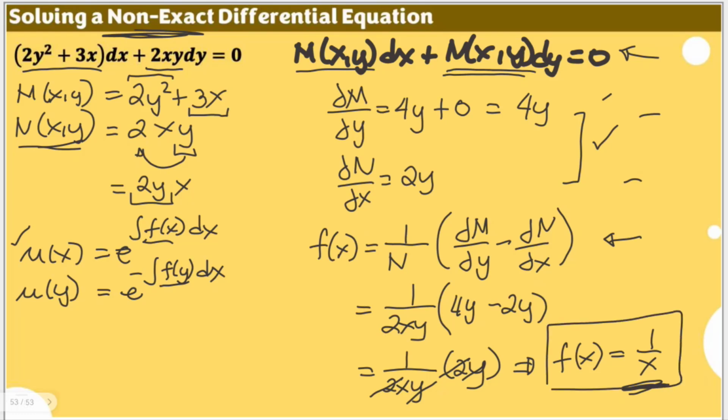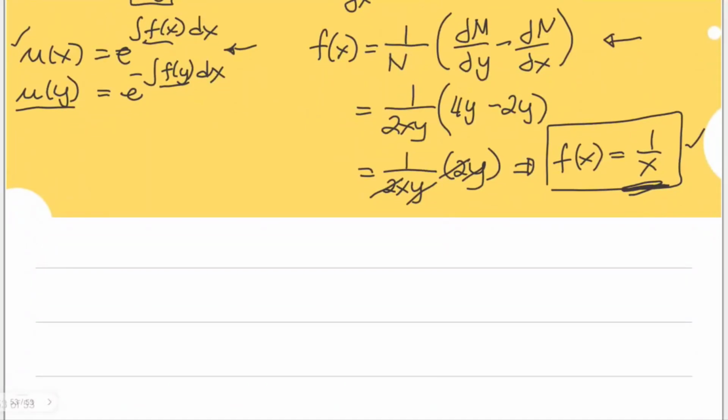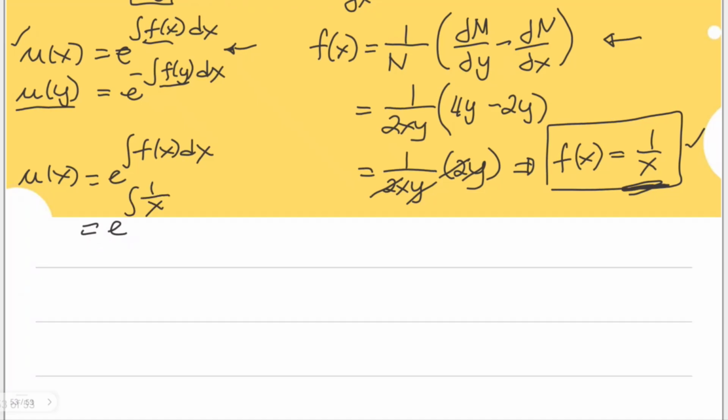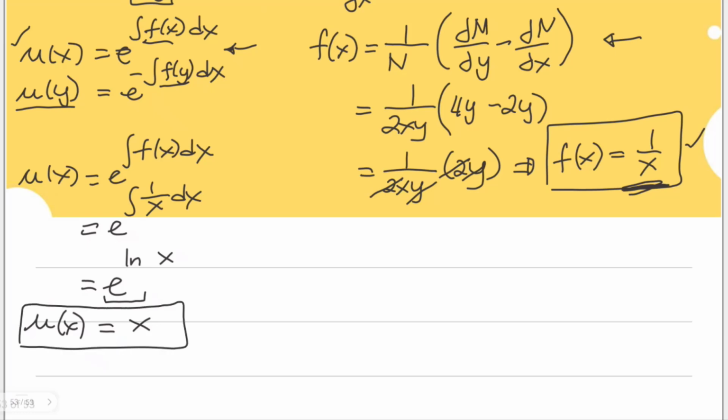And then we are going to use this integrating factor. You don't need to solve for f of y and the integrating factor mu of y if you already have f of x. So let's solve for mu of x, our integrating factor, which is e to the power of the integral of f of x dx. Your f of x is 1 over x, so you'll have e to the power of the integral of 1 over x dx. The integral of 1 over x is the natural logarithm of x, so e to the power of the natural logarithm of x can be simplified as simply x. So your integrating factor is only x.